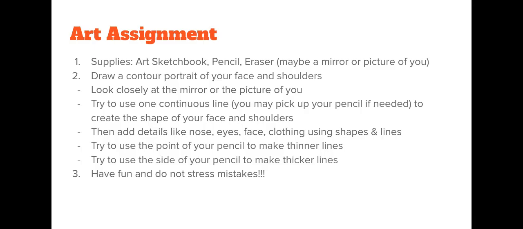So let's review your art assignment. You'll just need your art sketchbook, pencils, and erasers, and maybe a picture or a mirror to show you. Draw a contour portrait of your face and shoulders. Look closely at the mirror or the picture of you. Try to use one continuous line to create the shape of your face and shoulders. Then add the details, like your nose, eyes, face, clothing, using shapes and lines.